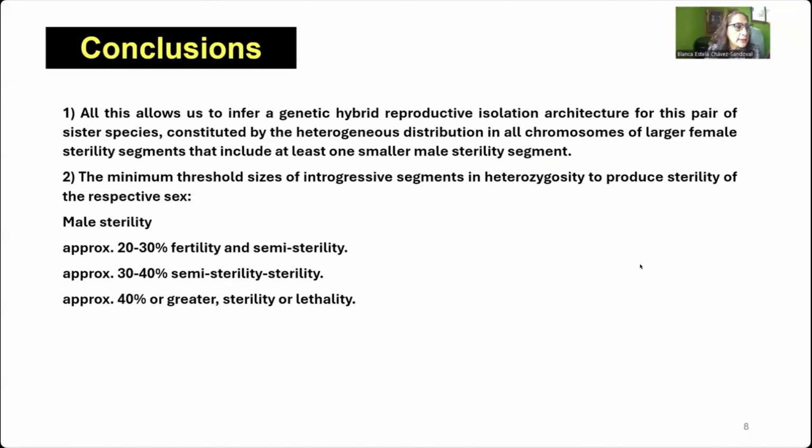In conclusion, all this allows us to infer a genetic hybrid reproductive isolation architecture for this pair of sister species, constituted by: 1. The heterogeneous distribution in all chromosomes of large female sterility segments that include at least one smaller male sterility segment. 2. The minimum threshold size of introgressive segments in heterozygosity to produce sterility of male is approximately 20 to 30 fertility and semi-sterility, 30 to 40 semi-sterility, and female sterility only 20% of heterozygous introgression of control of complete chromosome occurred.